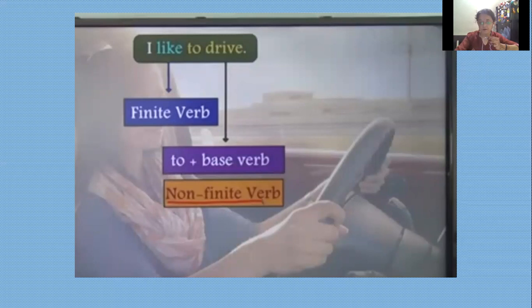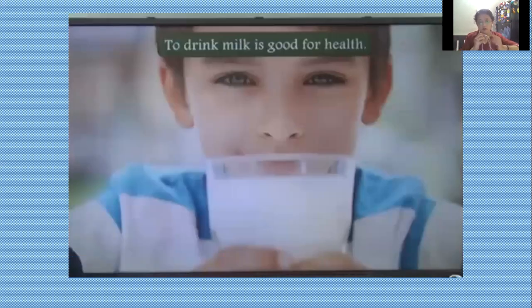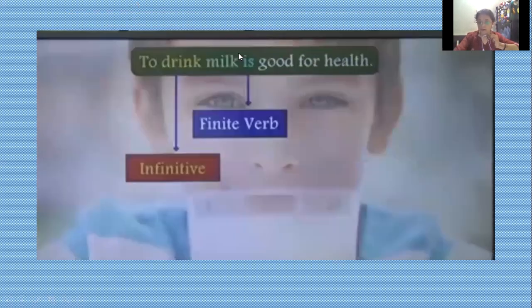To drink milk is good for health, but obviously, I know many of you do not like to drink milk, isn't it? So it can be a subject also. To drink milk. So to drink, again here it is infinitive, and it is non-finite, and here is what is the finite verb.